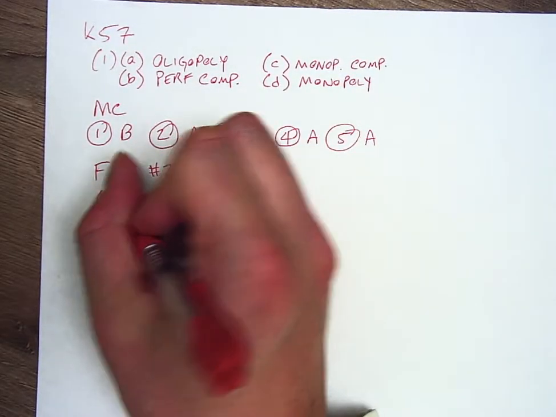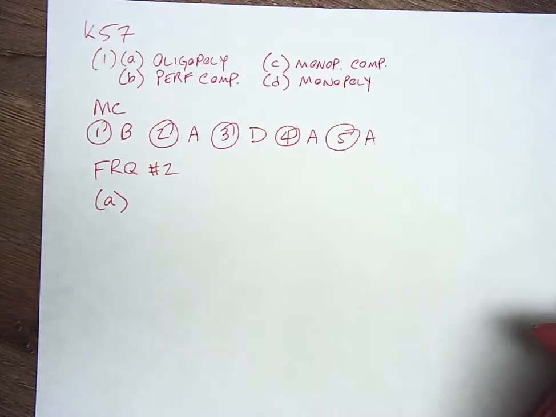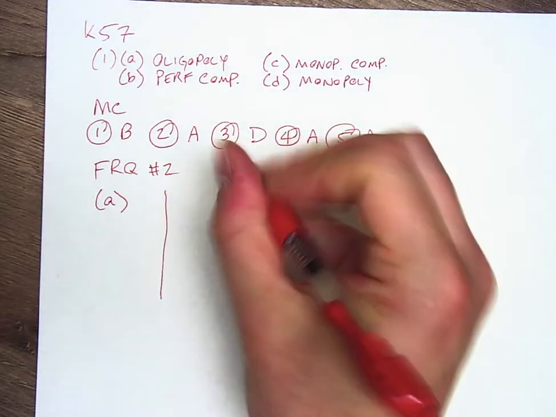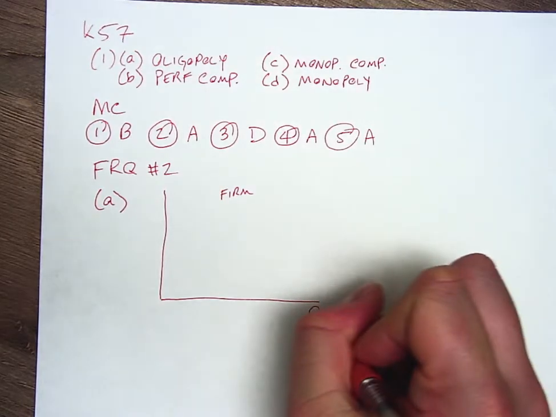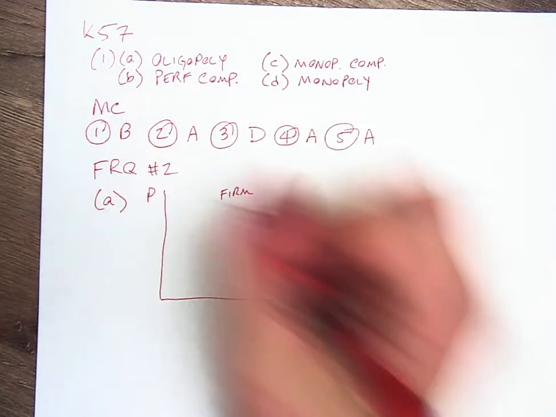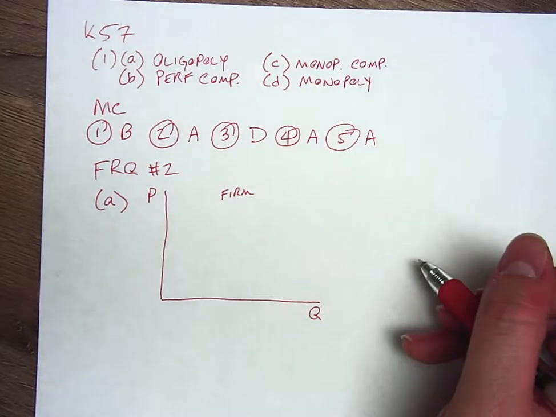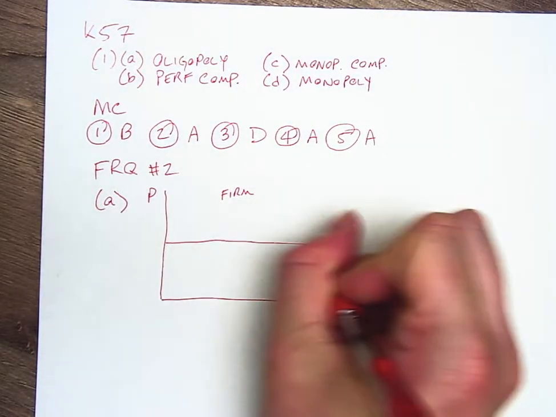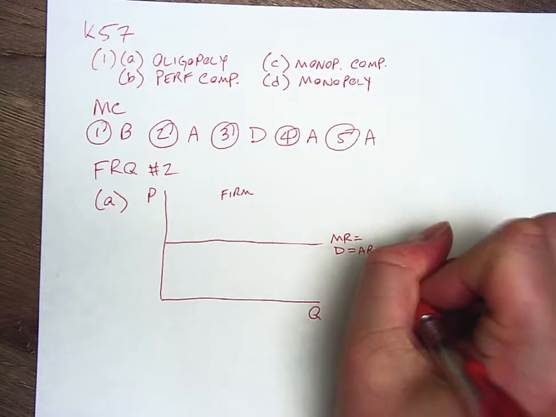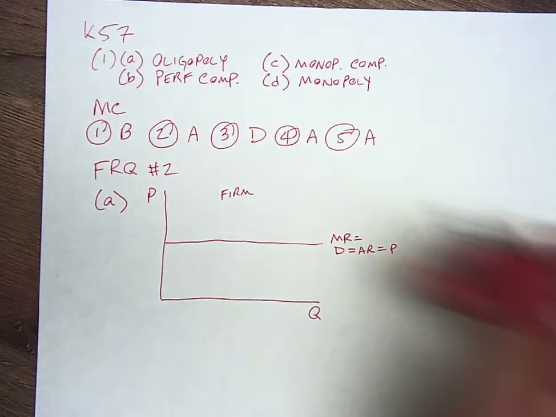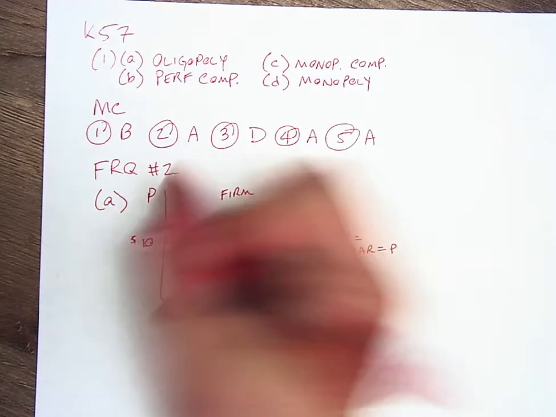2A says, draw a correctly labeled graph of a perfectly competitive firm's demand curve if the market price is $10. Okay, so this is the firm, right? Firm. And we have here quantity of output, and here we have the price, and we know that their demand curve is part of MR equals D equals AR equals P. So we'd say MR equals demand equals AR equals the price. And it said that it's $10, so let's put that over here, $10.